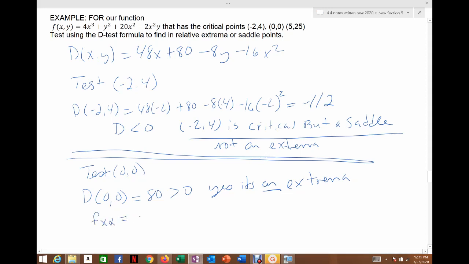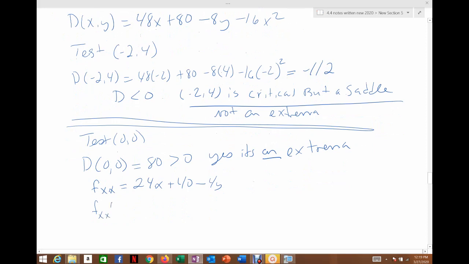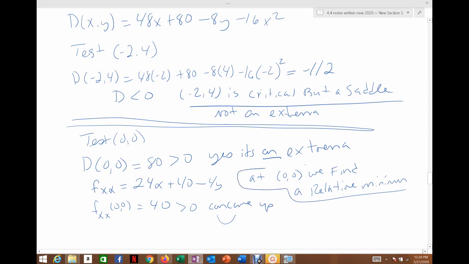If you remember, our f of xx formula was 24x plus 40 minus 4y. We plug in our 0, 0, which comes out 40. Well, 40 is positive, and so that means concave up. Since it's an extrema and the shape is concave up at 0, 0, we find a relative minimum. So if I plug 0, 0 into my function, it would give me a relative minimum.